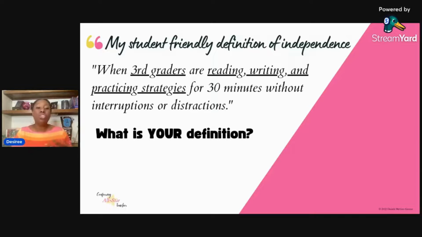Now, you also could use a more broad definition. If you teach maybe upper elementary or middle school, instead of saying reading and writing and practicing strategies, you could just say productive readers and writers. And then you can go into, well, what does being a productive reader and writer look like, feel like, sound like? So they understand what that is. But you definitely can change up the verbiage a little bit.